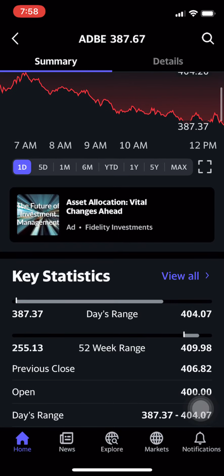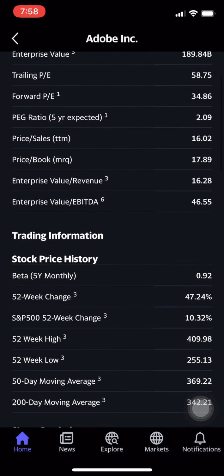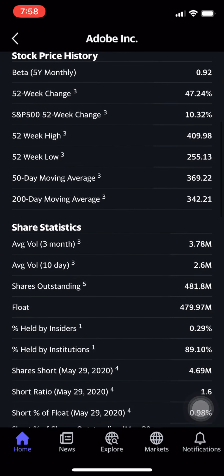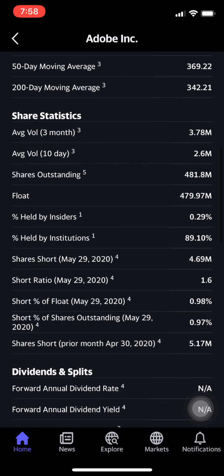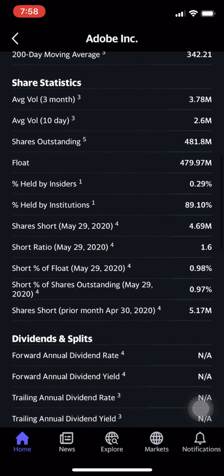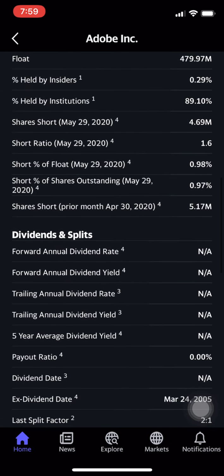Now, taking a look at the key financial stats, you can see market cap is $186 billion. Trailing PE, which is in the past 12 months, is 58.75. Forward PE is better at 34.86. It's going down a bit. You can see their 52-week change is 47%. Now scrolling down a little more, you could see their 200-day moving average is 342. Dividend yield, as I mentioned, is 0. So they're reinvesting all profits back into growth.